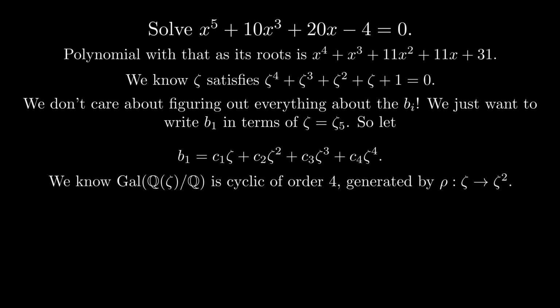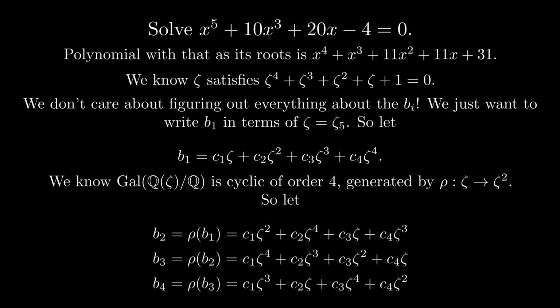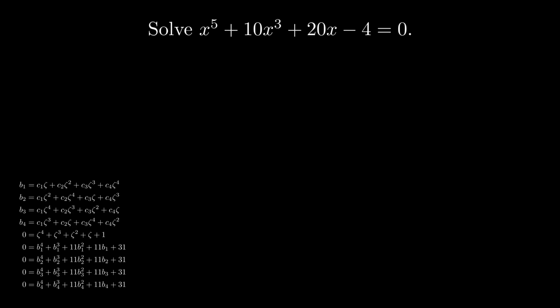And then we know the Galois group of Q adjoin zeta is cyclic of order 4, where the generator sends zeta to zeta squared. Call that generator rho. And applying it twice takes zeta to the fourth, 3 times takes it to zeta cubed, and 4 times takes it back to zeta. So then we let B2, B3, and B4 be the roots we get when applying rho to B1. And now we're a bit stuck.